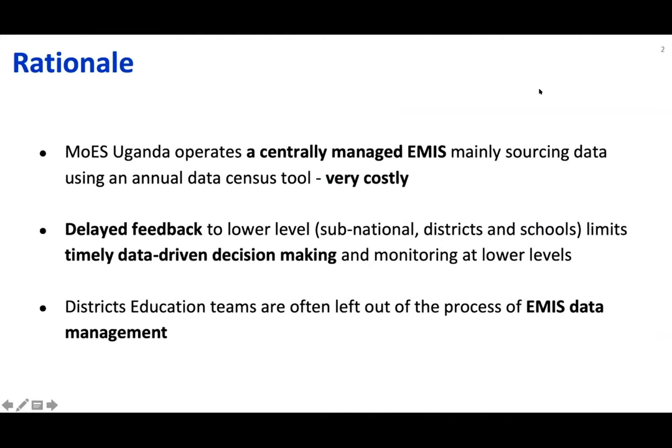So to share our use case, our work and implementation in Uganda, we are looking at the background of how EMIS has been working in Uganda. Typically, it has been, and it is still, a centralized system where data is collected from the schools by the national teams, entered and managed at the national level. So this implementation was one of the attempts to decentralize that process. And this process is quite costly, as you can imagine, right from preparing tools for data collection itself, the entry, the cleaning, analysis, and dissemination.